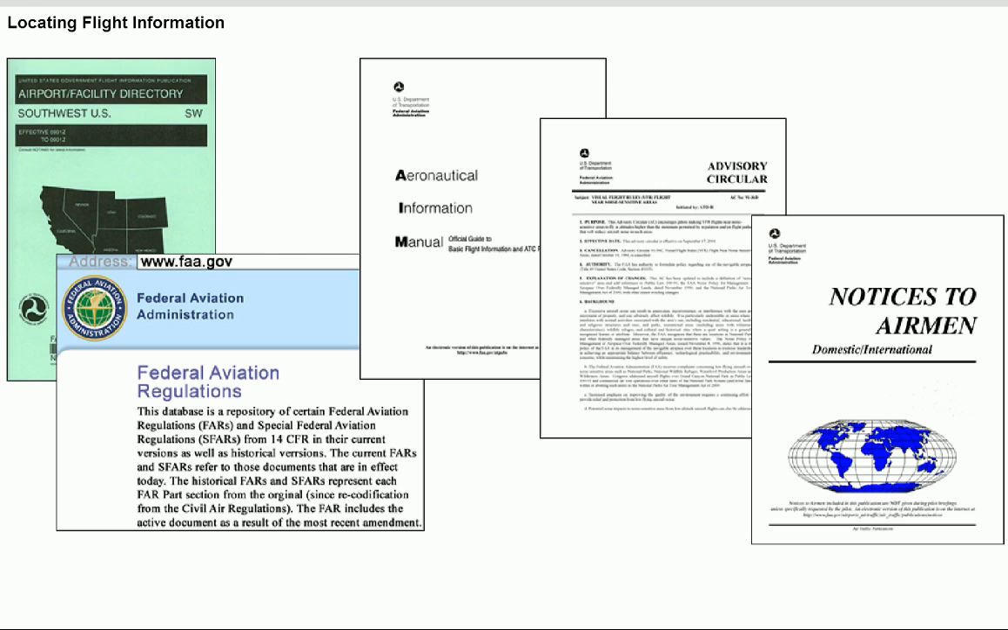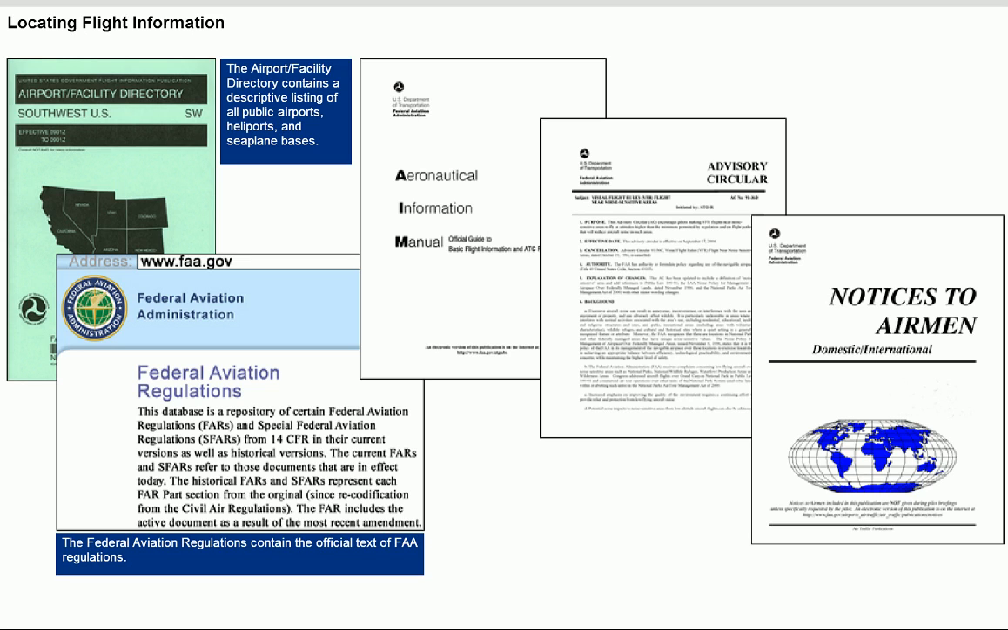Most of the information you'll need to fly safely comes directly from the FAA, which publishes a variety of sources for flight information. The Airport Facilities Directory contains a descriptive listing of all airports, heliports, and seaplane bases that are open to the public. The Federal Aviation Regulations contain the official text of public regulations issued by the FAA.